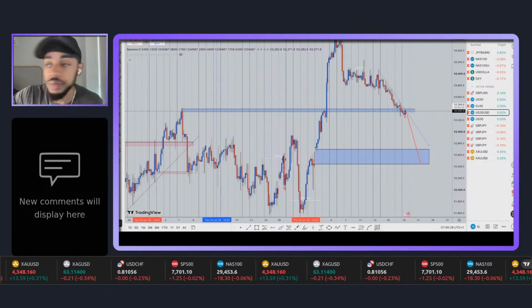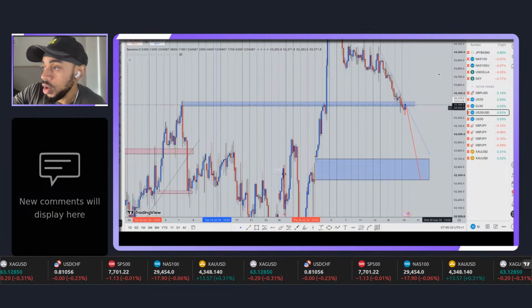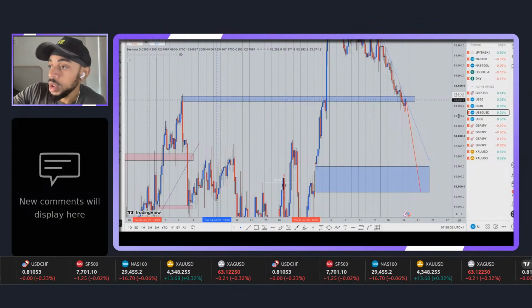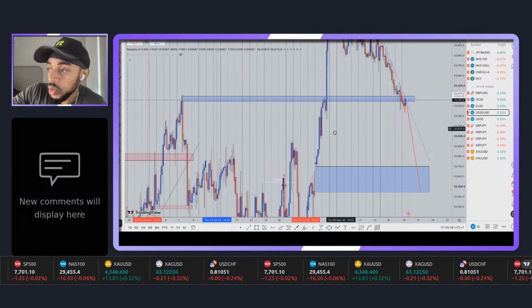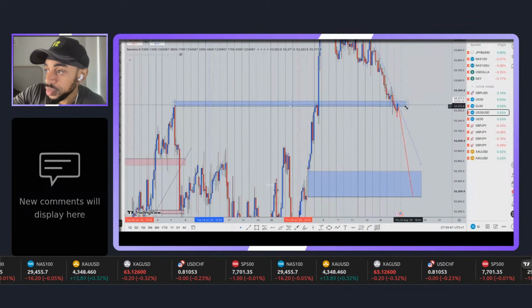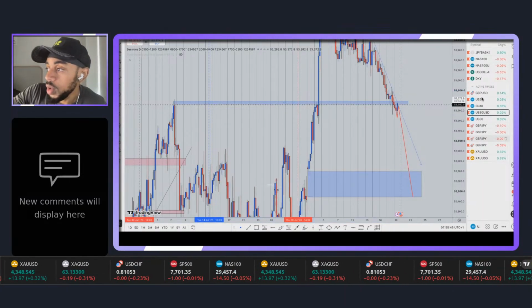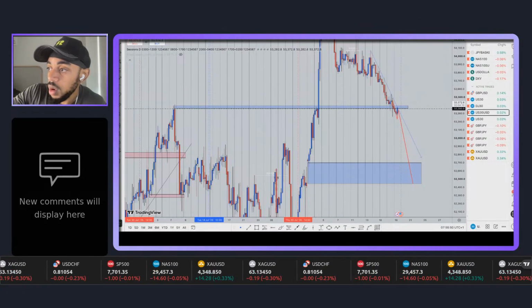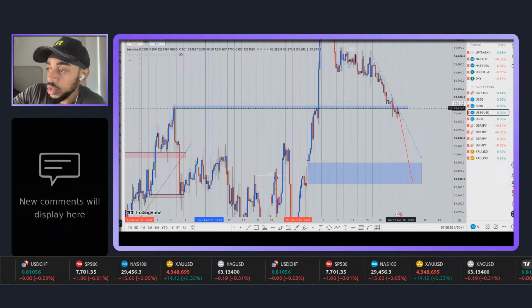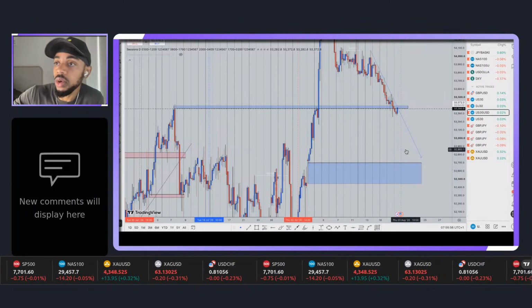Let's get into it. Starting off with US 30. It's on a retrace right now, right? Basically what we were anticipating yesterday. We are in a beautiful downtrend, as you can see. So what I think is going to happen with US 30, very, very simple. I think price is going to retrace, continue to sell off towards the downside, making lower lows and lower highs.